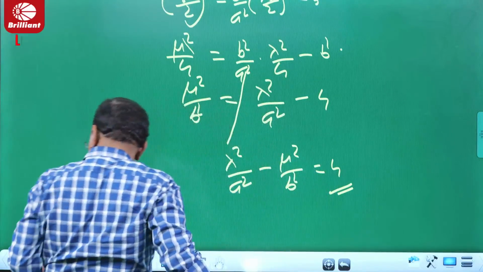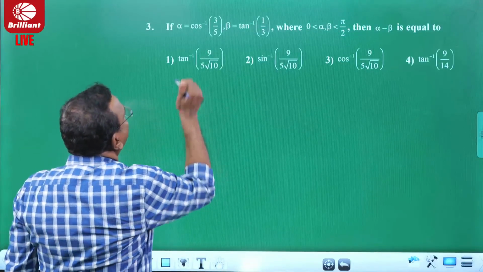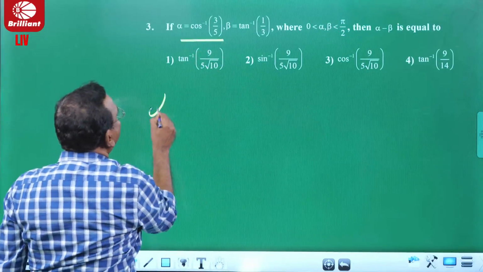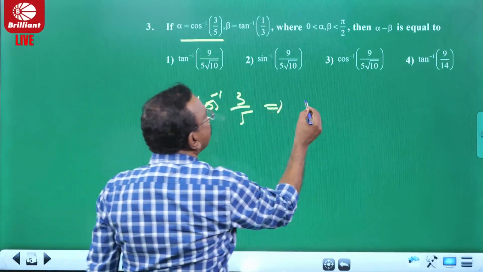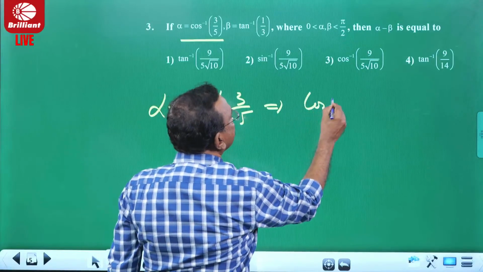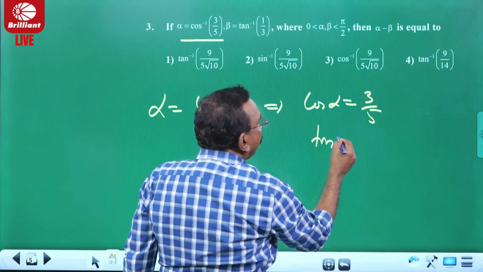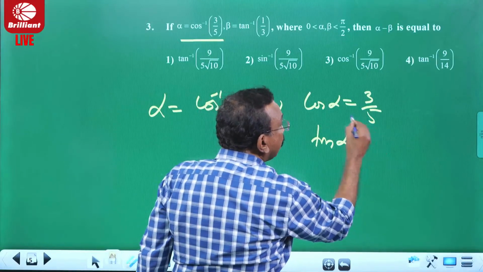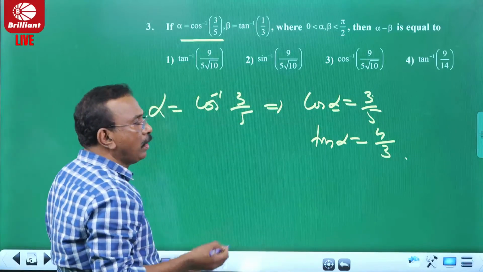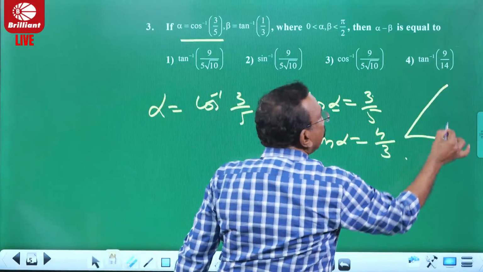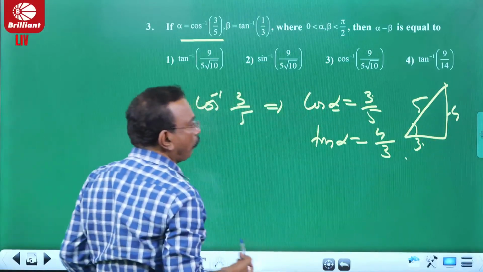Now come to the next one. It is alpha is equal to cos inverse of 3 by 5. This implies that cos alpha is equal to 3 by 5. Then tan alpha, by completing a triangle, you can see this side is 3, the hypotenuse is 5 and here it is 4. Then we can see that tan alpha is equal to 4 by 3.